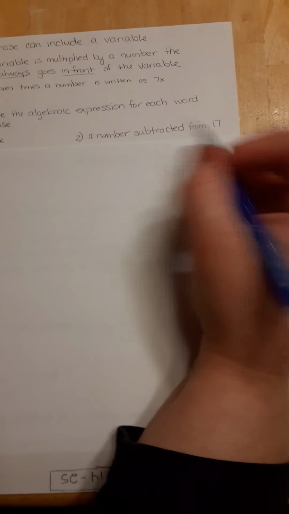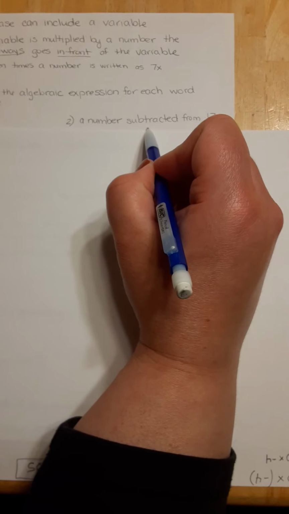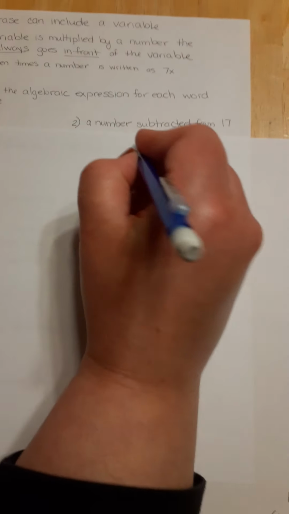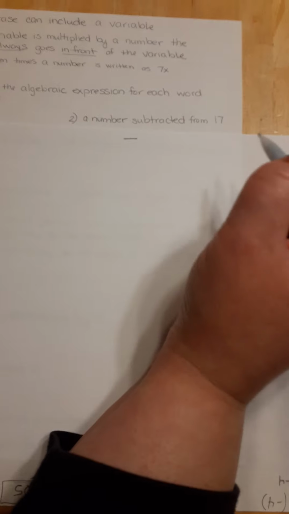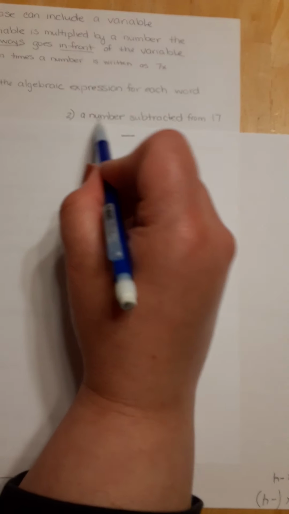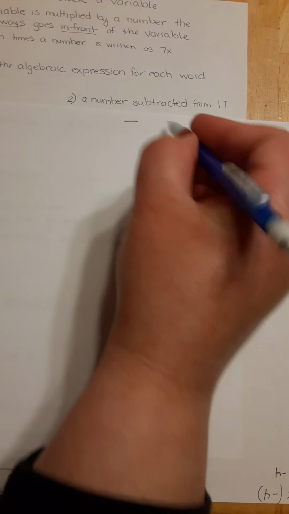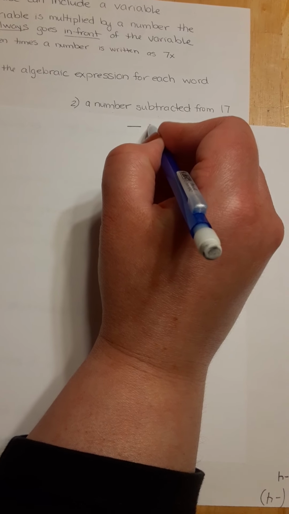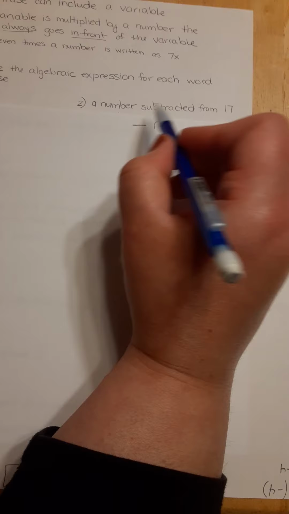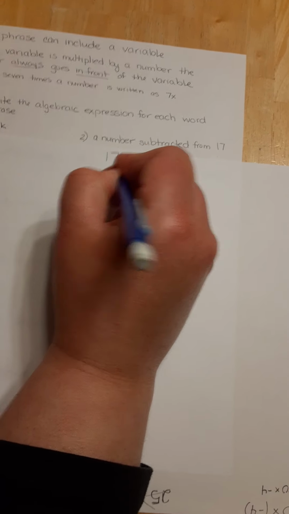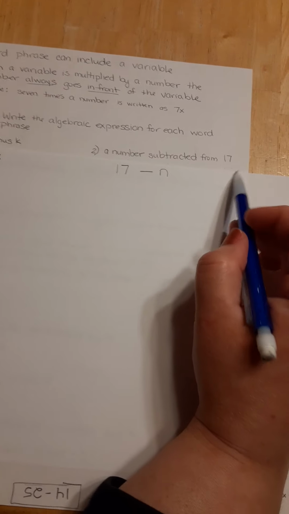Number 2 says a number subtracted from 17. Okay, subtracted means I've got a subtraction problem. We have to watch the order. A number subtracted from 17. So this number that we don't know, let's call it n, needs to be subtracted from 17. So 17 needs to go in front, even though it was the last thing in my phrase. We've got to watch what my word phrase says.